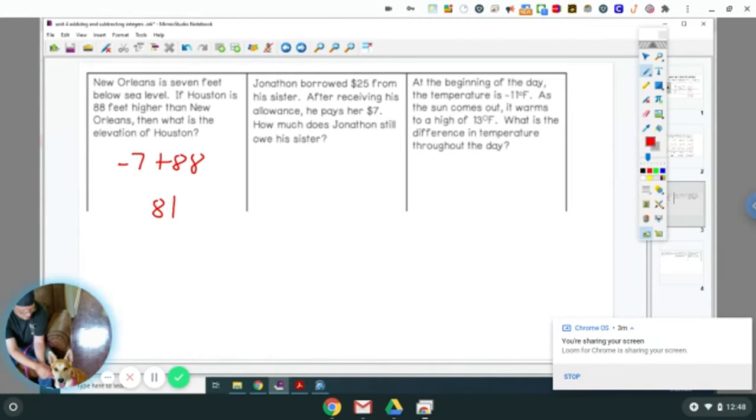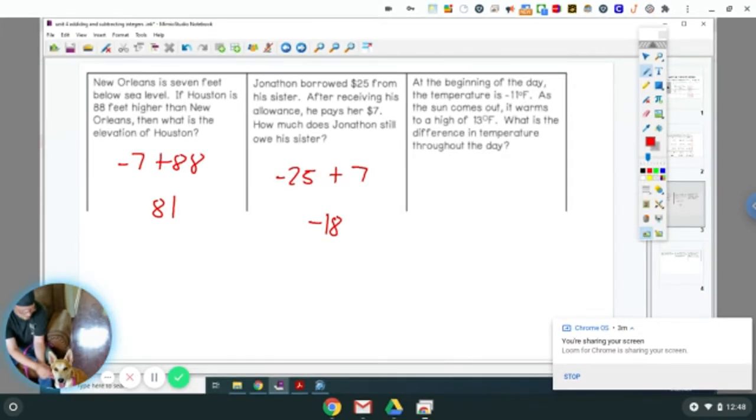Jonathan borrowed $25 from his sister. After receiving his allowance, he pays her $7. So negative $25 plus $7 back. So he only owes her negative $18 now.